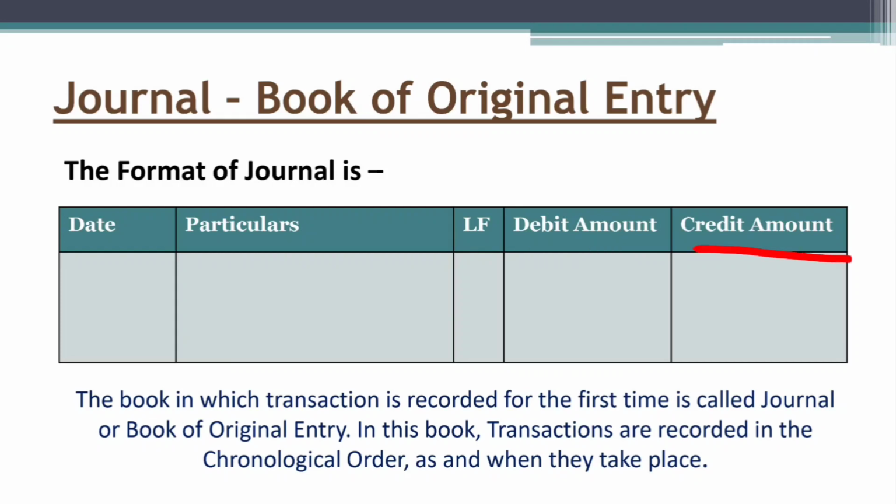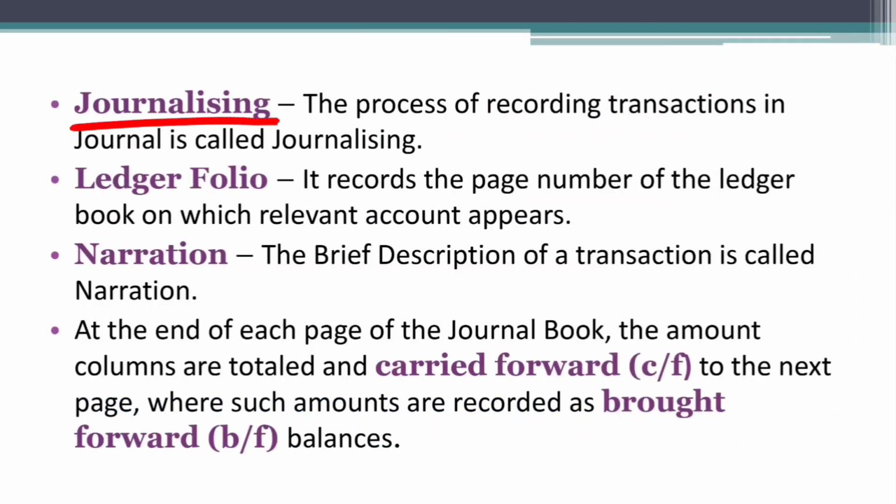But before that, let's understand some basic terms relating to journal. First is journalizing. The process of recording transactions in journal is called journalizing. Very simple. Next is the ledger folio. It records the page number of the ledger book on which relevant account appears. It can be compared to a general index. Yes. Next is the narration. The brief description of a transaction is called narration. Do you know, while preparing journal, we have to provide a narration after each journal entry.